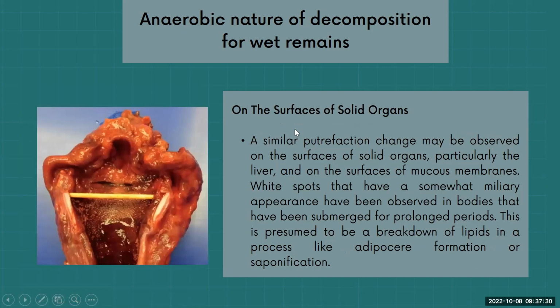Next, on the surface of solid organs. A similar putrefaction change may be observed on the surface of solid organs, particularly the liver, and on the surfaces of mucous membranes. White spots that have a somewhat miliary appearance have been observed in bodies that have been submerged for prolonged periods. This is presumed to be a breakdown of lipids in a process like adipocere formation or saponification. Saponification is the formation of metallic salts of the fatty acids.